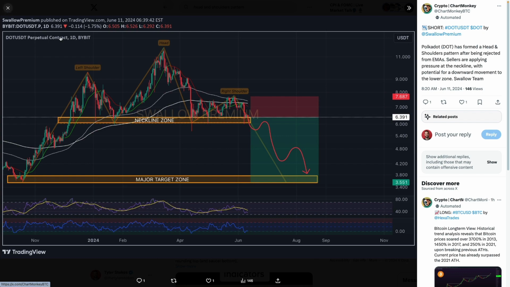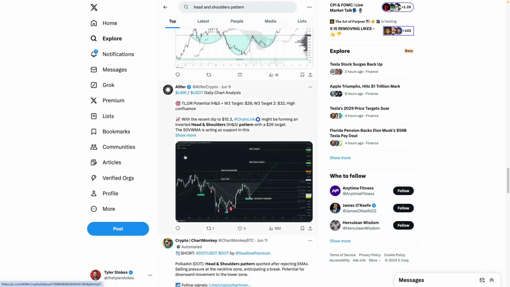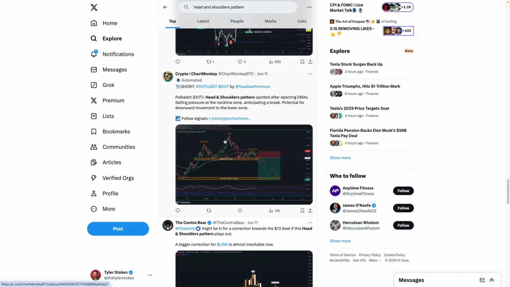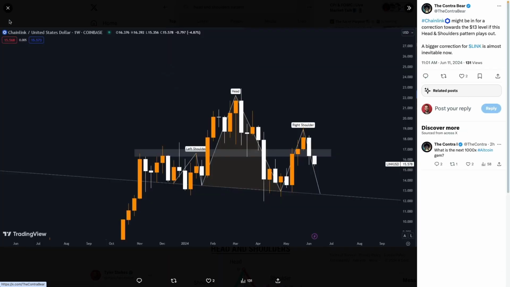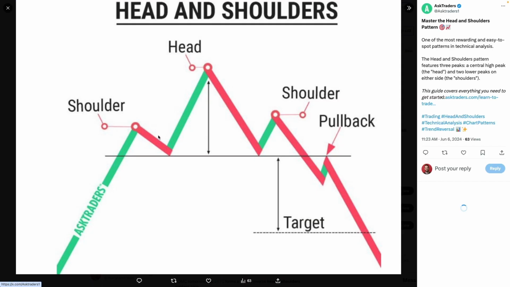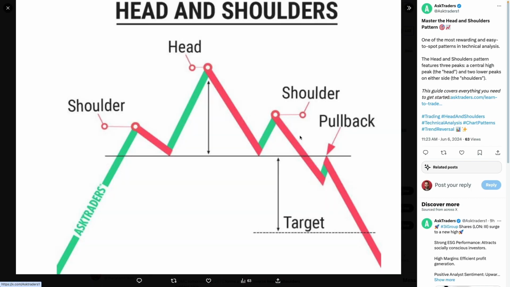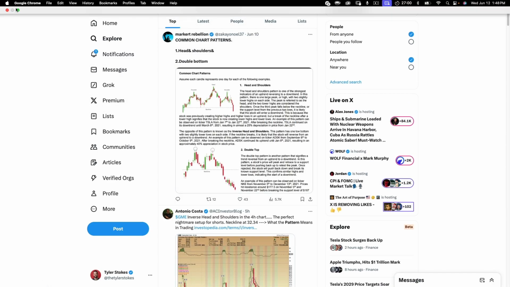So those are just some real life examples of the head and shoulders patterns. You can come to X and look through more of these. Again, there's just some more examples here, and you can learn more about them. And again, here's a diagram. It certainly does not always look this perfect, but that's the general pattern for the head and shoulders pattern.